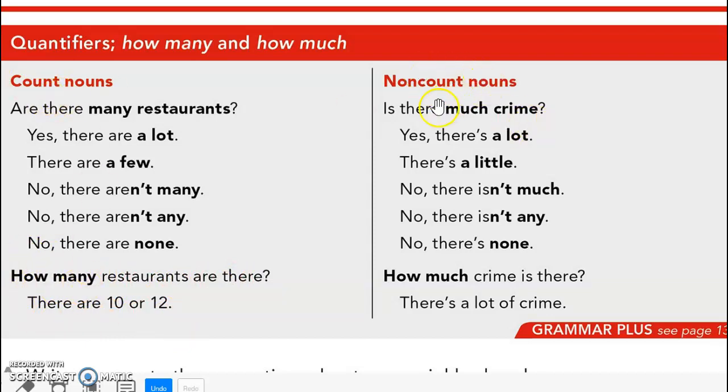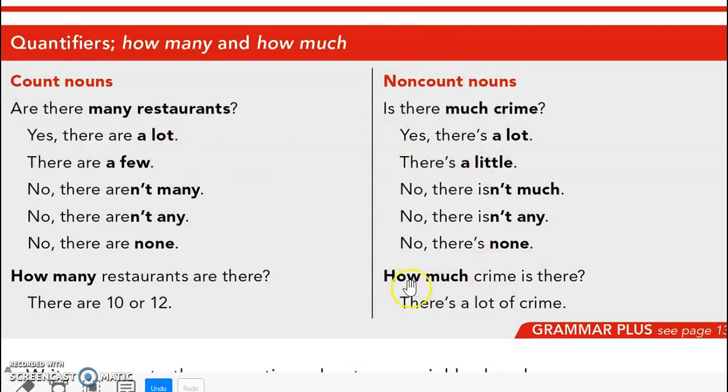Then we have non-count nouns. Is there much crime? Yes, there's a lot. There's a little. No, there isn't much. No, there isn't any. No, there's none. So as you can see in here, we are using a lot for both countable and not countable nouns. We use a few for countable nouns, but for non-countable nouns, we will be using a little. Many, we use it for countable nouns, and much for uncountable nouns. Any and none can be used for both countable and non-countable.